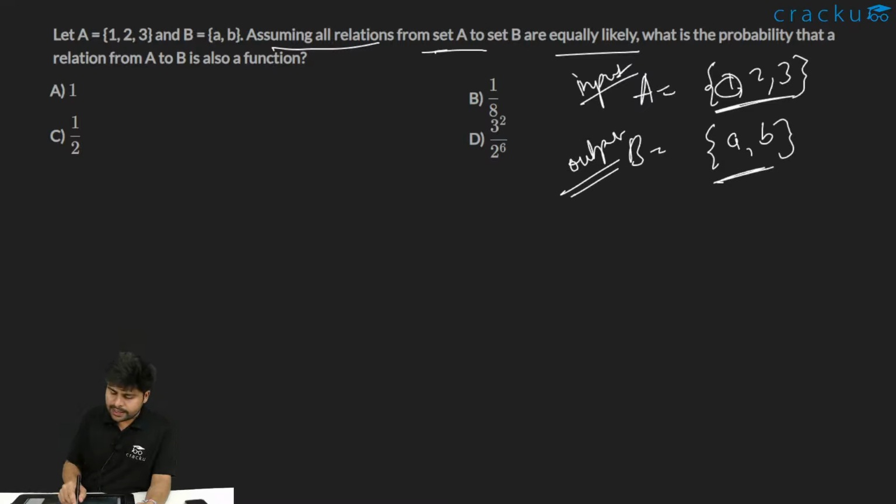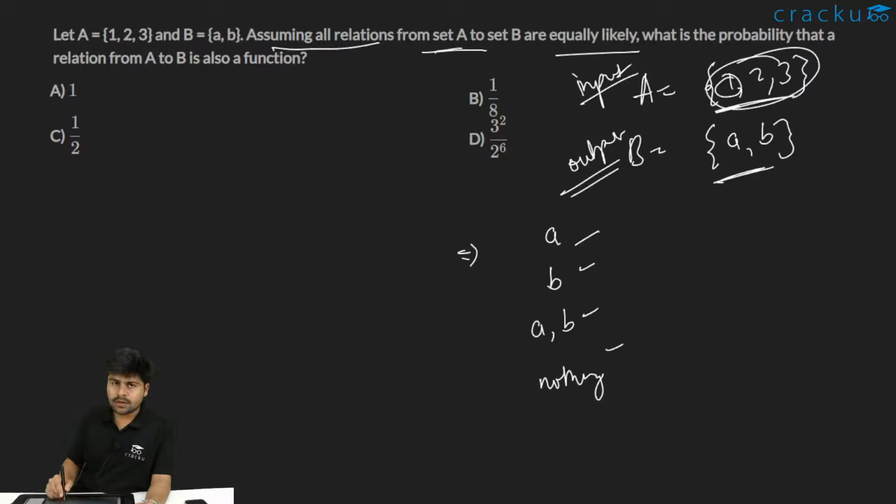Right, set A to set B. So we are defining set A to set B. This means that A is the input and B is the output. So if this is the case, then the possible outputs can be a, b, a and b both for a particular input, or nothing. So there are 4 possible outputs for each of these, right? For each of these inputs, there are 4 possible outputs.